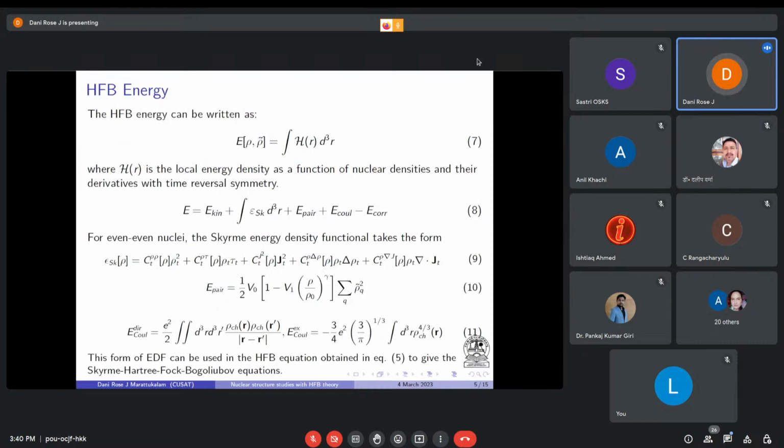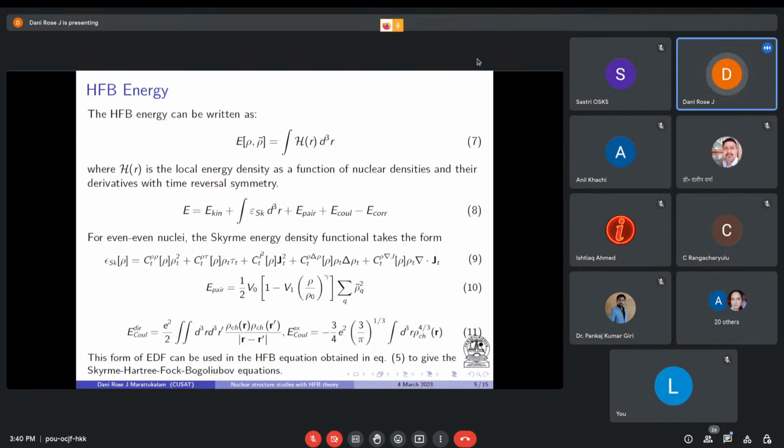Coming to the form of HFB energy used here, the HFB energy is written in terms of the local energy density functional, which is a function of the nuclear density and its derivatives. The terms included are the kinetic energy, the Skyrme interaction, which gives the interaction potential between two nucleons, the pairing energy, the Coulomb energy, and the corrections due to spurious motion of the nucleus.